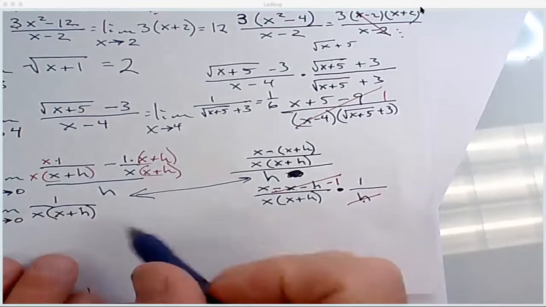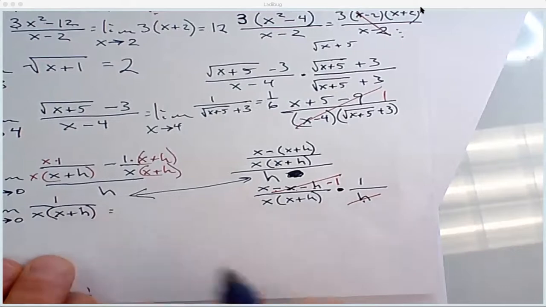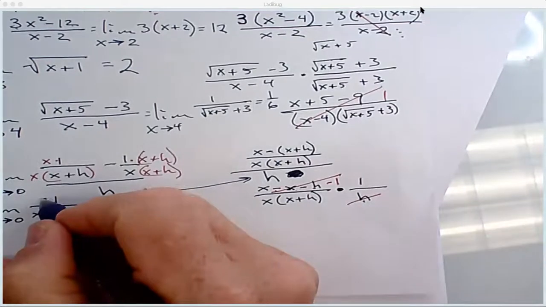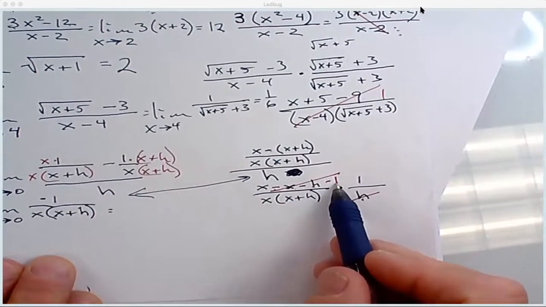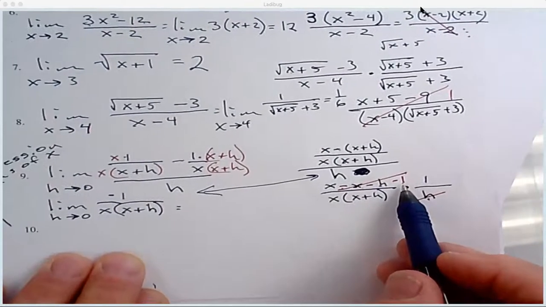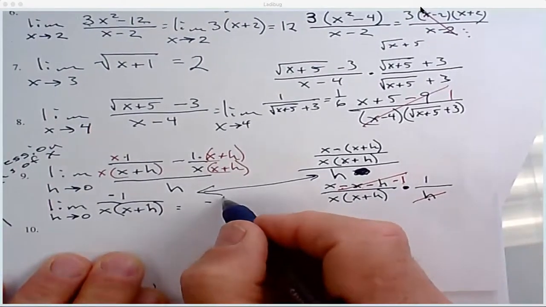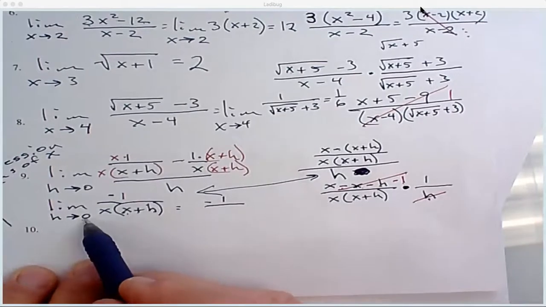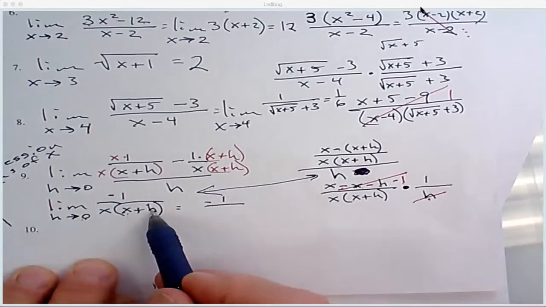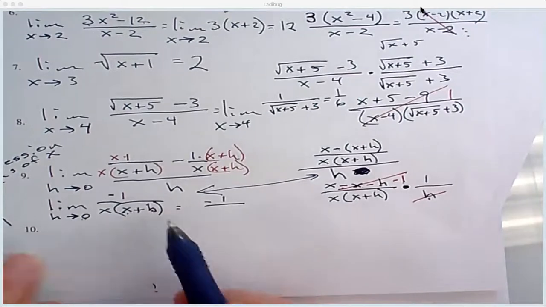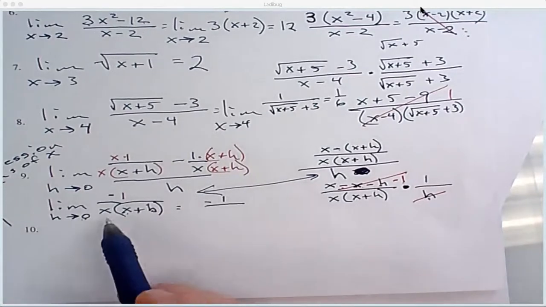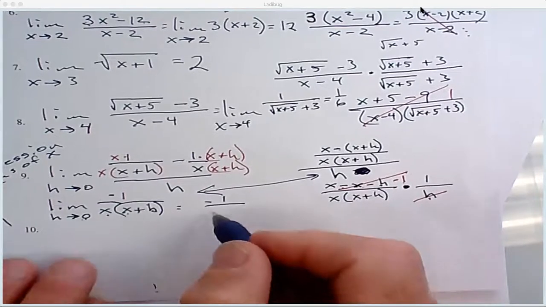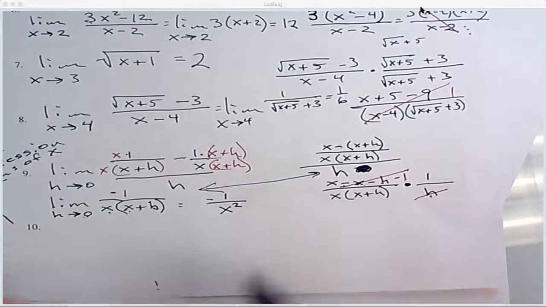Well, what's that going to give me? Well, that's going to give me, and I have a negative 1 up here, right? Because I had a negative 1 right here. So that's going to give me a negative 1 over, well, what is x plus 0? I can plug that 0 in for h, can't I? What's x plus 0? x times this x. What do I get? x squared. And that's my expression in terms of x, okay?